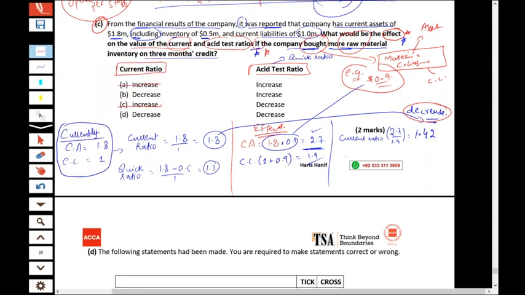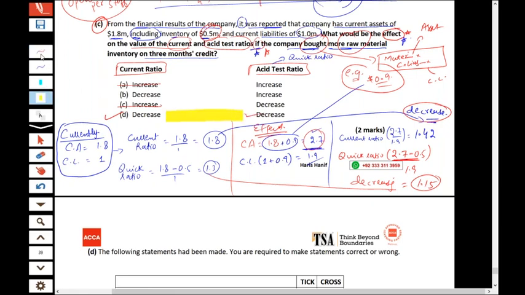Now let's focus on the quick ratio. Quick ratio, your current asset is 2.7 minus inventory, it is 0.5, divided by 1.9, and it is 1.15. See, this is also decreasing. So that means decrease and decrease. Option D, decrease and decrease. That is option D. This is my answer.